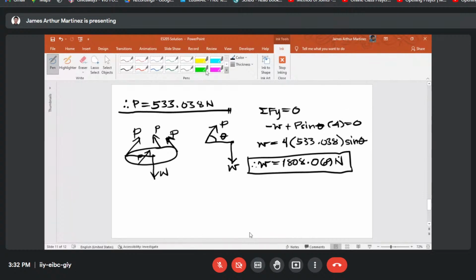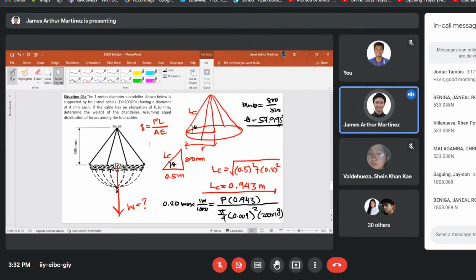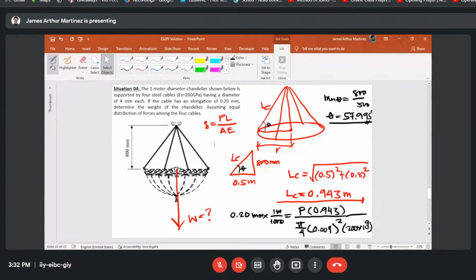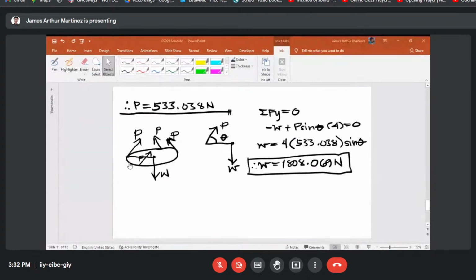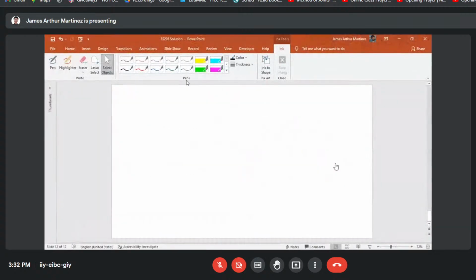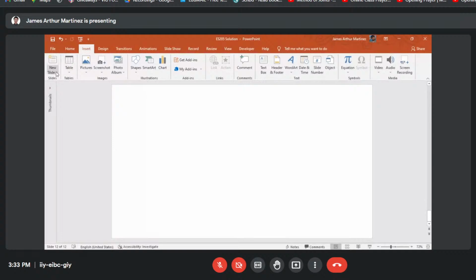I think we already had an example discussion on this topic. Same material, chandeliers. I hope you got the concept. So, questions or clarification so far? Okay, let us proceed with our discussion.